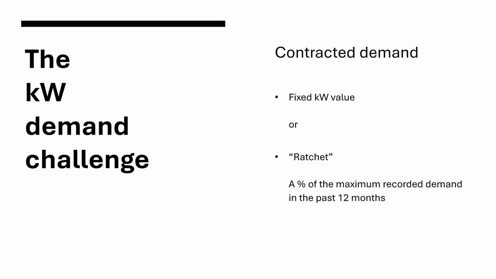The kilowatt demand challenge. Around the globe again, contracted demand might be charged as a fixed kilowatt value or what we call a ratchet, which is a percentage of the maximum recorded demand in the past 12 months. In the case of the ratchet, it is as if the end user is always setting a new contracted demand as a function of what happened in the past.